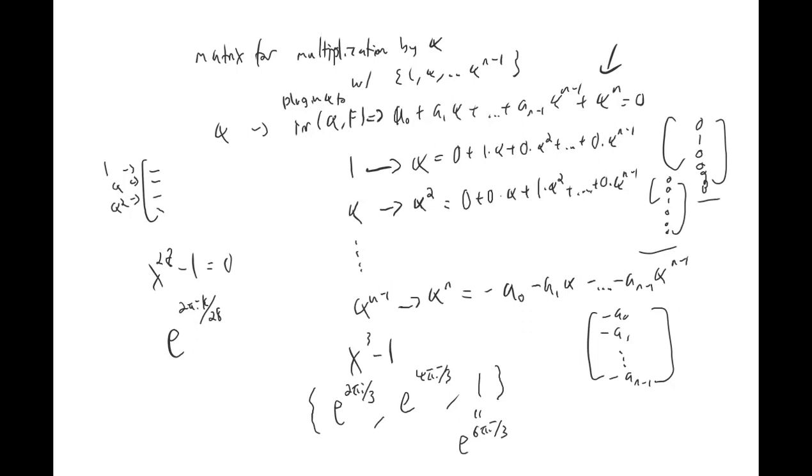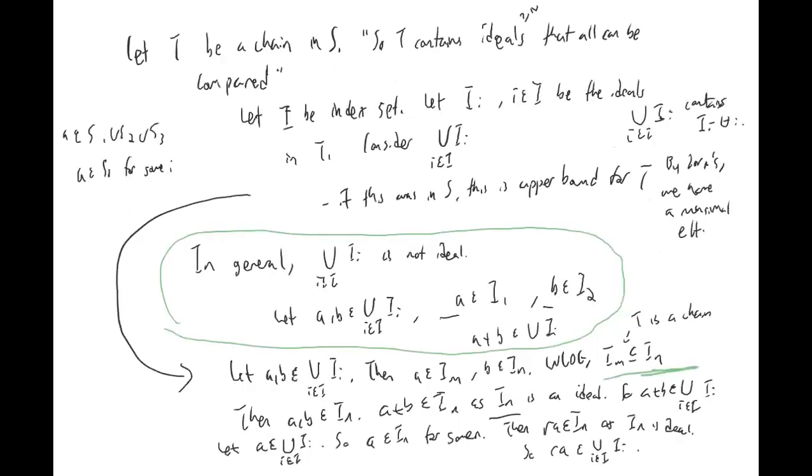Oh, sorry, Joe, are you still here? It's proper because, I'm dumb. Since they're all proper, they don't contain one, right? Because if your ideal contained one, it would be the whole ring, right? So all the ideals cannot contain one, right? So their union wouldn't contain one either.